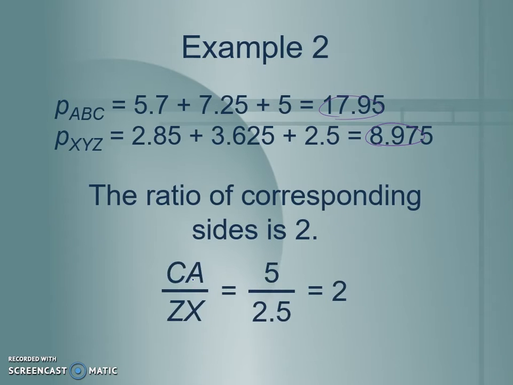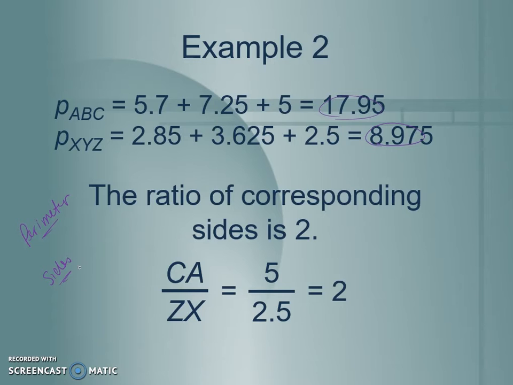And first, that was for perimeter first. We did perimeter first. And we're comparing it to just doing two sides. So if we did CA and ZX, 5 over 2.5, we still get 2. So for the sides, it is also 2. So we should see a relationship there, that the ratio for the perimeter is going to be the same as the ratio for the sides.